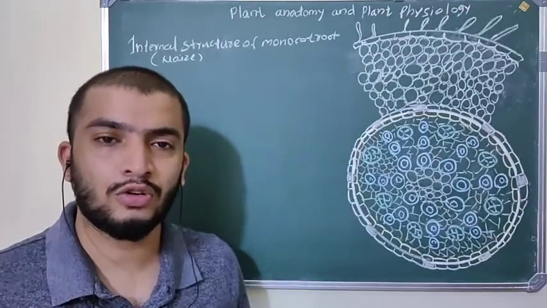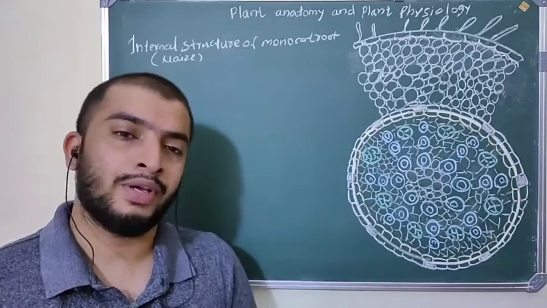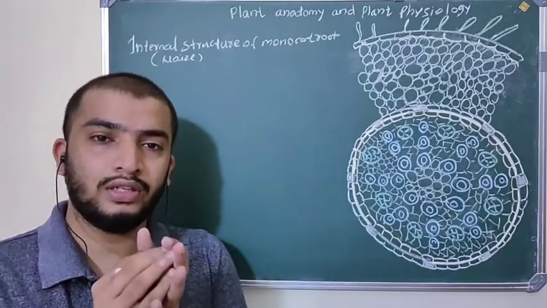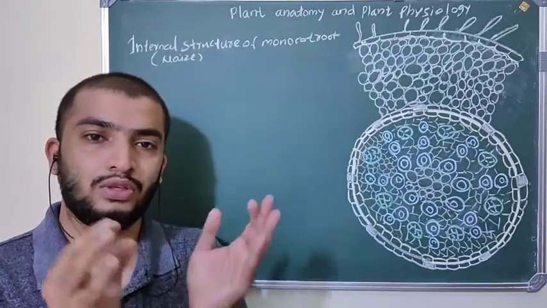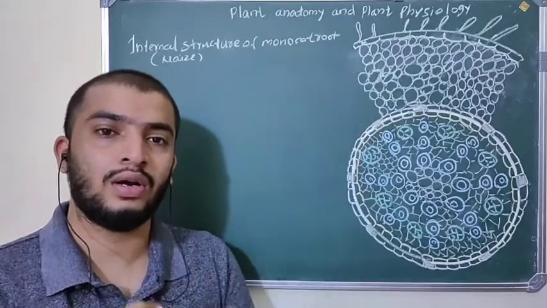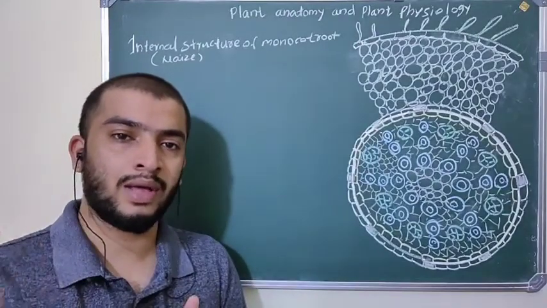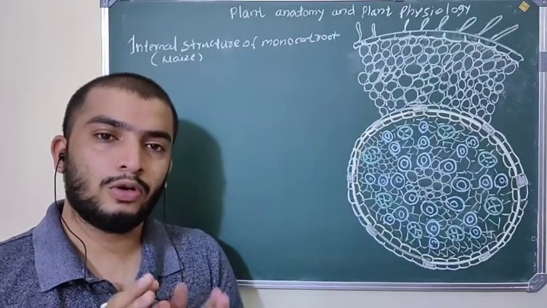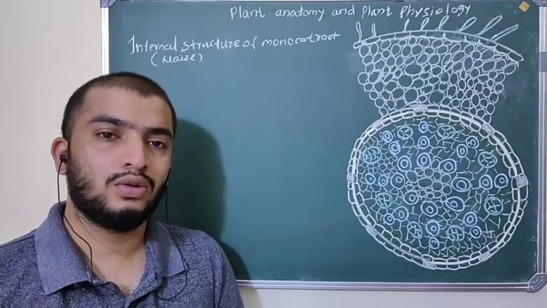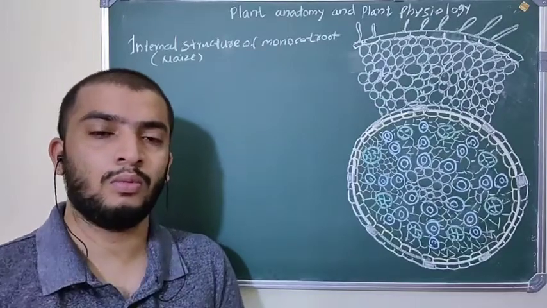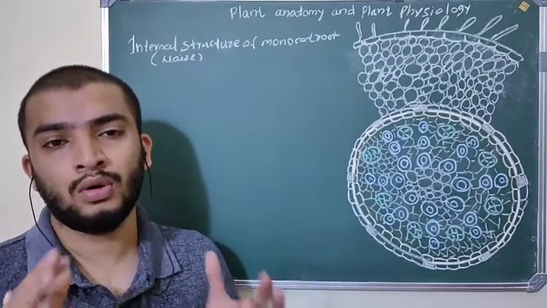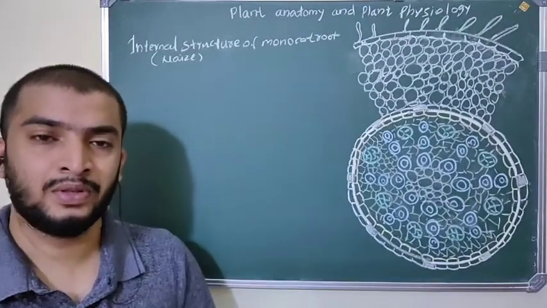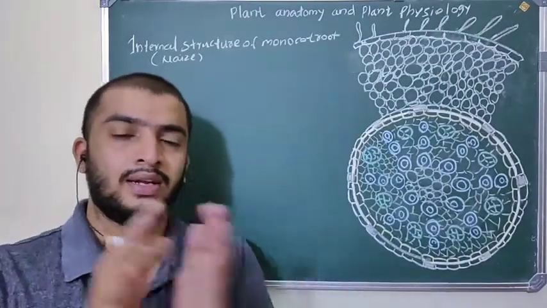So what is monocot and dicot? Dicot plants have seeds with two cotyledons, for example mango. Monocot plants have seeds with only one cotyledon, and they are called monocotyledon plants or monocot plants, for example rice.